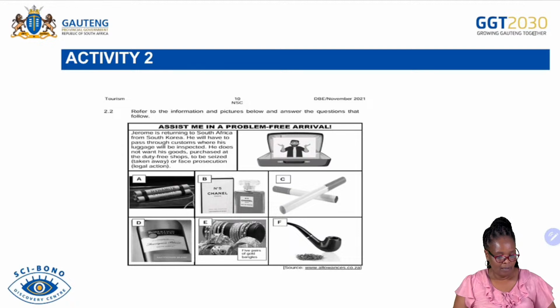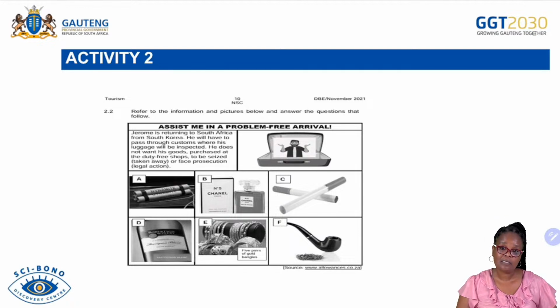Then number A, we have the dynamite. Dynamite, you know what is dynamite? And then number B, we have Chanel Paris, we have the perfumes. Number C, we have cigarettes. Number D, we have Robertson wine, we have wine. Number E, we have 5 pairs of gold bangles. Number F, we have tobacco. So I'm sure we have all gone through this together.